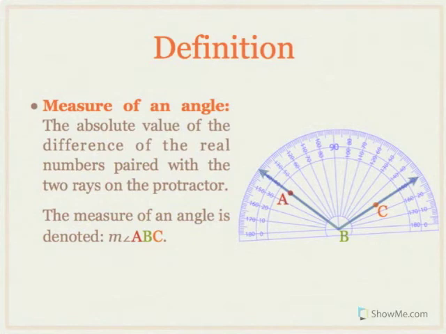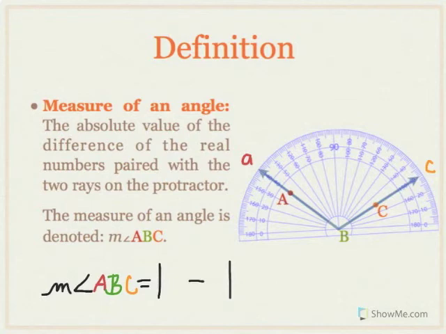Just like we can with segments, we can also measure angles. The definition is very similar too: the absolute value of the difference of the real numbers paired with the two rays on the protractor. Let's say that the number associated with ray BC was lowercase c, and the number associated with ray BA was lowercase a. Then the measure, that italicized m means measure, of angle ABC is equal to the absolute value of the difference of the two coordinates a and c.